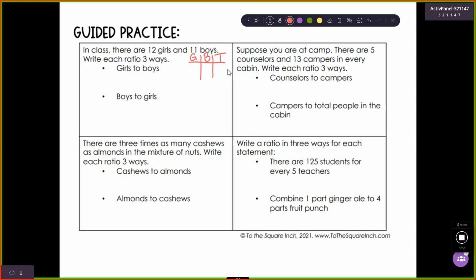How many girls did I have? 12. How many boys did I have? 11. And you can use your calculator if you have to double check your work. How do I find the total? Add it. Everybody add it right now in your calculator. 12 plus 11.